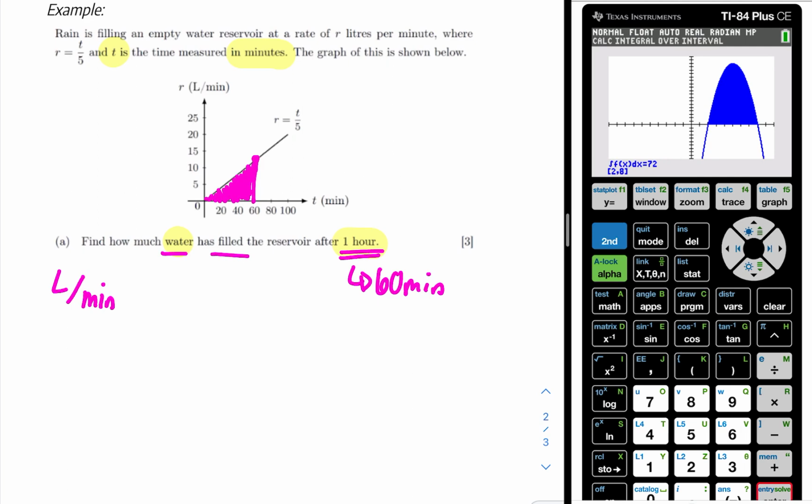Because if you consider this, what you're doing is liters per minute times minutes. That's going to be the units that we have for our y-axis, right? So the y-axis, which is this one here, is our liters per minute. And if we're finding the area, then we're multiplying by the x, which is the number of minutes. And when we do that, we get liters.